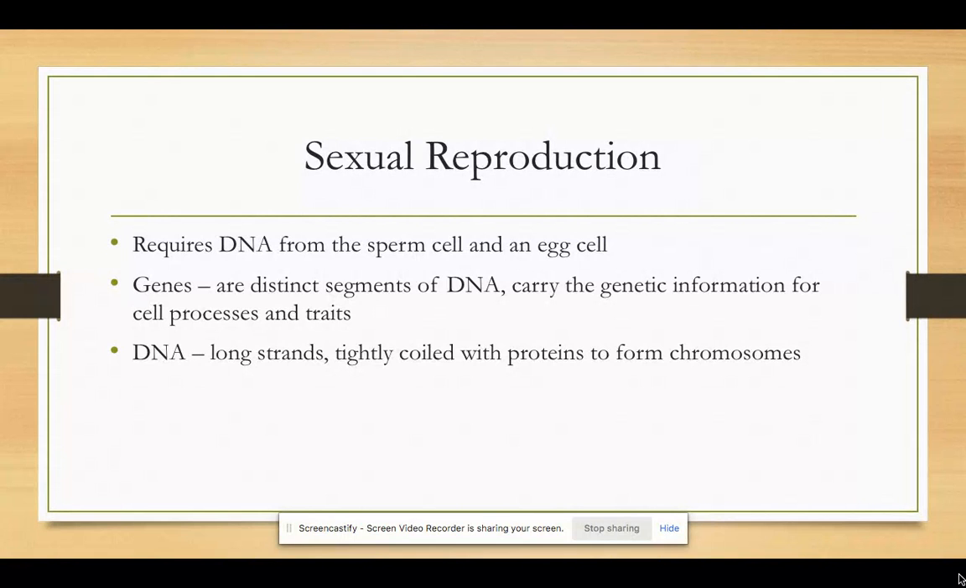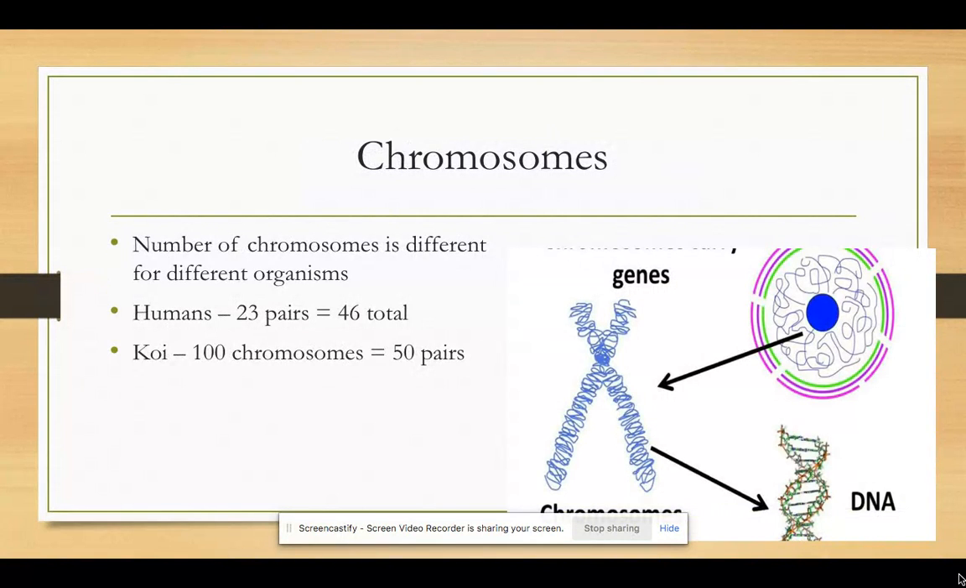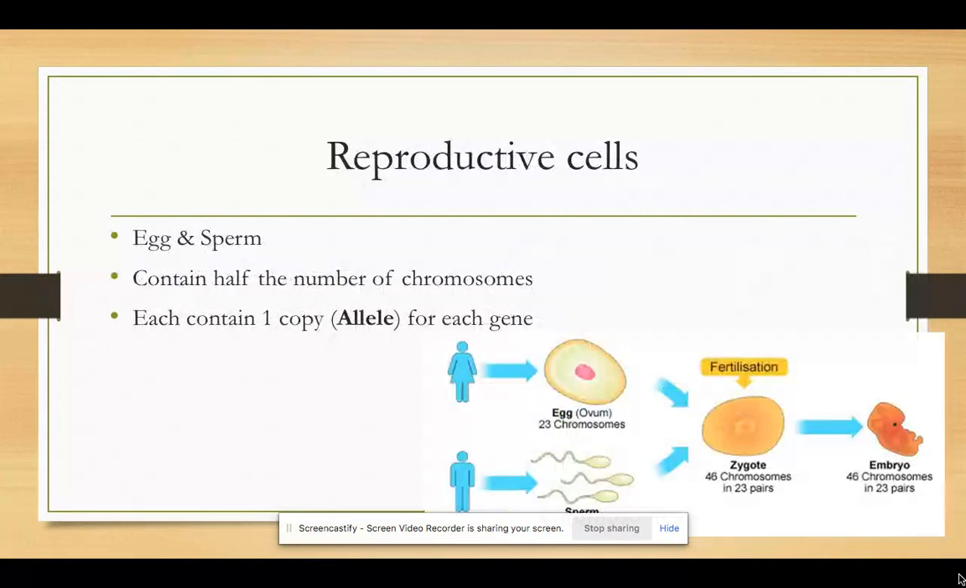The DNA is found in long strands that are coiled up, kind of like wrapping a ball of yarn around a protein to form chromosomes. So that's where I'm sure you've heard of our chromosomes before. The number of chromosomes is different for each organism. For example, humans have 23 pairs of chromosomes, so we have 46 total, whereas koi have 100 chromosomes or 50 pairs. So it's crazy to think that a fish has more chromosomes than us, but it just depends on the organism, and that dictates how many chromosomes they have.